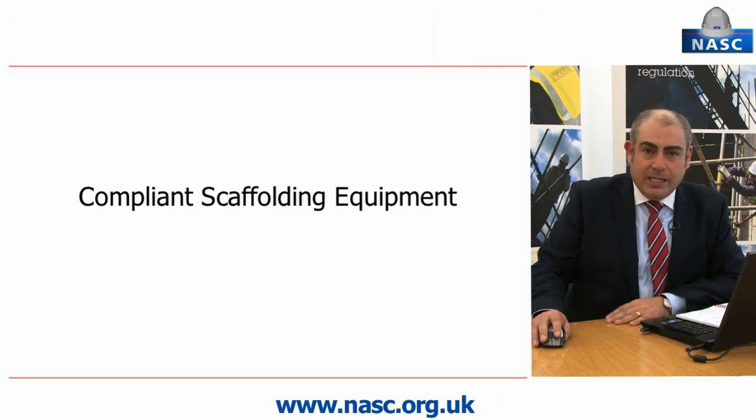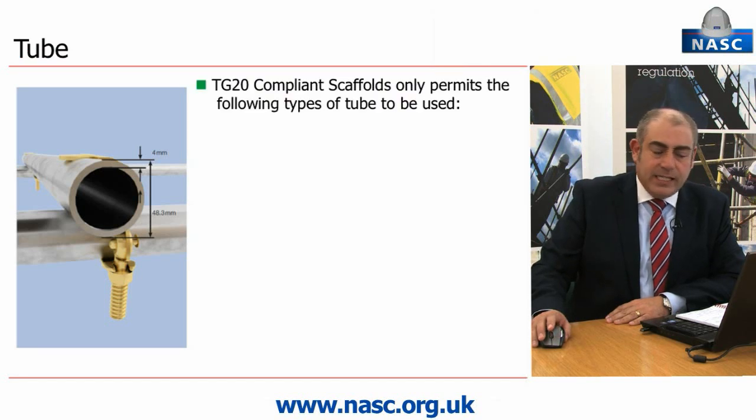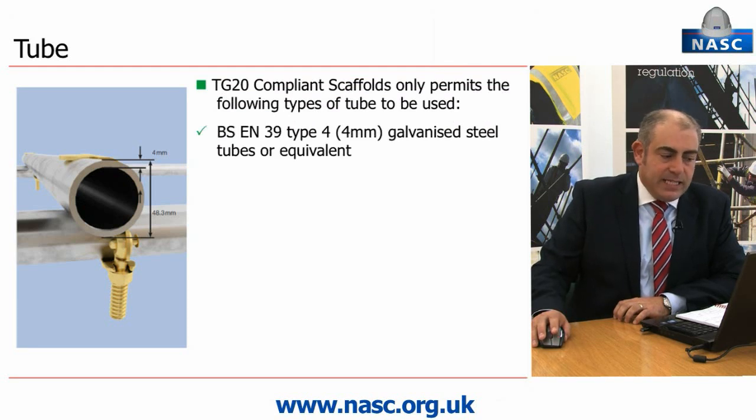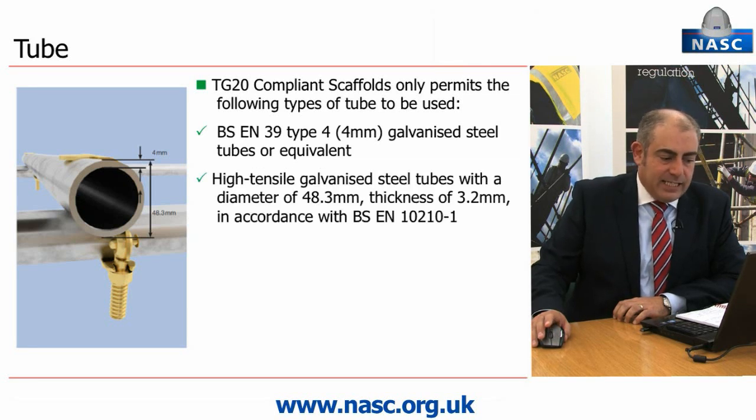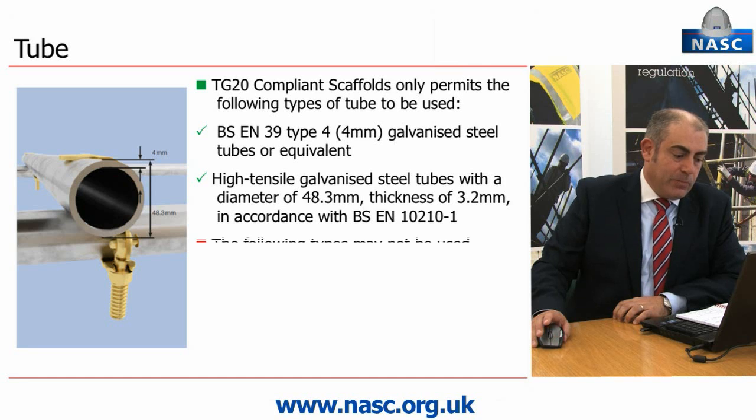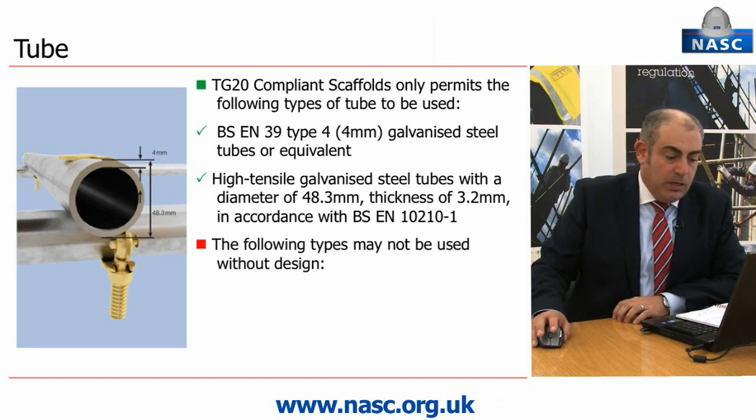TG20 requires the use of compliant scaffolding equipment and specifies the standards that scaffolding equipment must be manufactured to. Scaffolding tube. TG20 compliant scaffolds only permit the use of the following type of scaffold tube. BSEN 39 Type 4 galvanised steel tube or equivalent. High tensile galvanised steel tube with an outside diameter of 48.3 mm and a nominal wall thickness of 3.2 mm in accordance with BSEN 10210 Part 1.